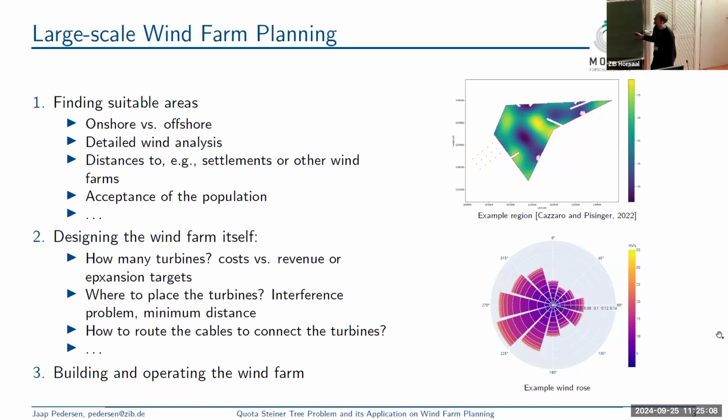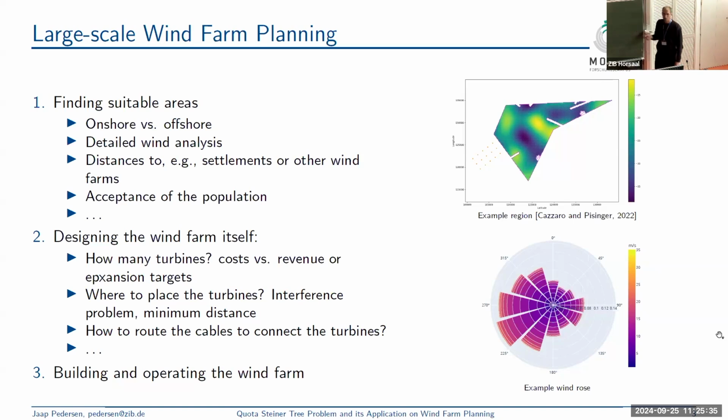And then you have designing the wind farm itself. How many turbines do you need? Do you only have cost versus revenue, so you want to maximize profits? Or for the government, for example, you have the expansion targets. So there's a little bit more than profit, right? You cannot only say, okay, this is profitable, but we actually need this expansion. Then, where to place the turbines in this wind park?